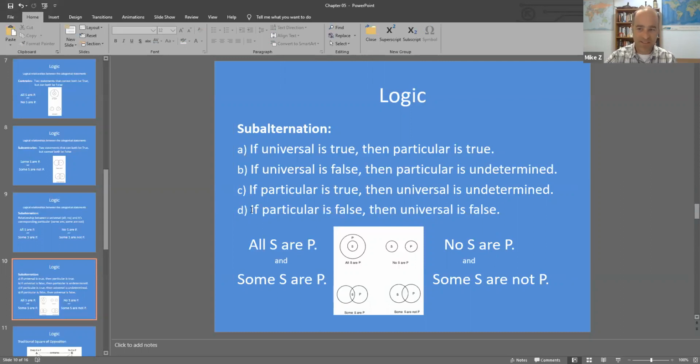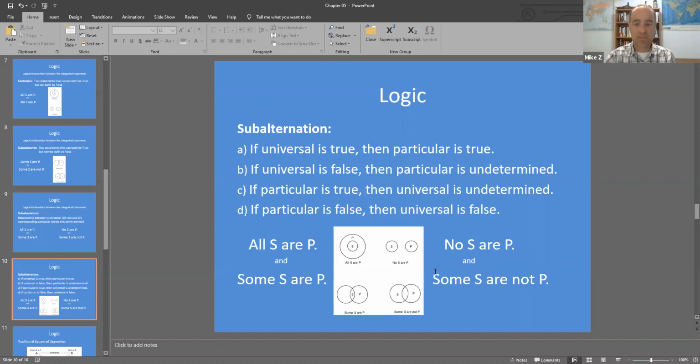Okay, now let's look at the relationship D here. If the particular is false, then its associated universal must also be false. So if it's false that some cats are reptiles, for example, then it must also be false that all cats are reptiles. Right? So this says if it's false that some S's are P, then that means that there's no overlap between the S's and the P. So could there be all S's overlapping with the P's?